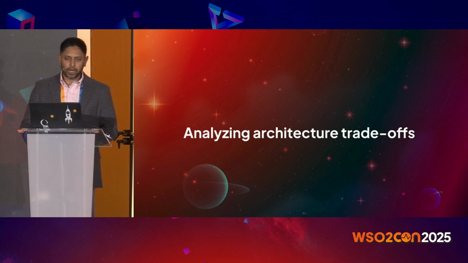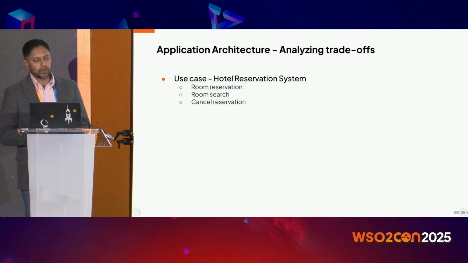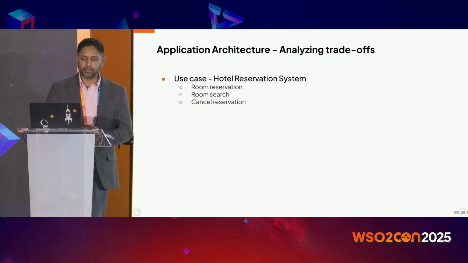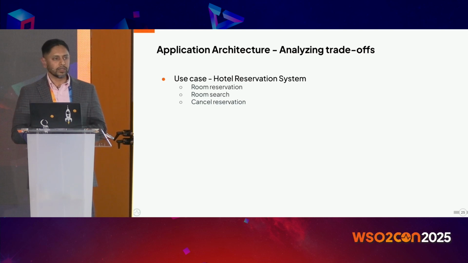So analyzing architecture trade-offs, we'll look at this hotel reservation system. There are use cases when you're dealing with a hotel reservation system: you can reserve a room, you can search for a room, and you can cancel a reservation, right?